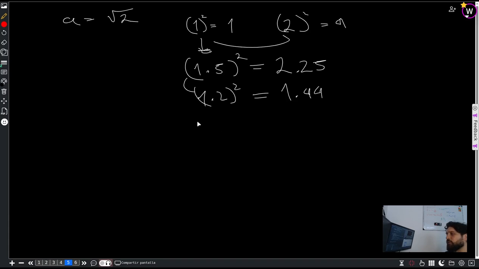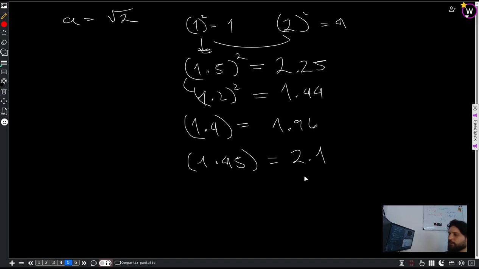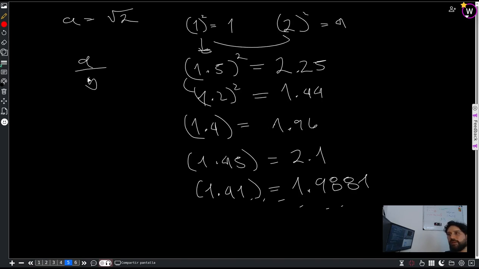We can do 1.4, for example, and this would be 1.96. So now we know it's between 1.4 and 1.5, right? So we will try 1.45, for example, and 1.45 squared is 2.1. So we're over that. So now the number lies between 1.4 and 1.45. And you see the point here, right? You will keep adding decimals to this, and this will go on to infinity. That means that this number cannot be represented as something like A over B.